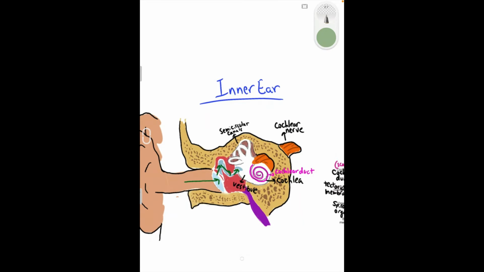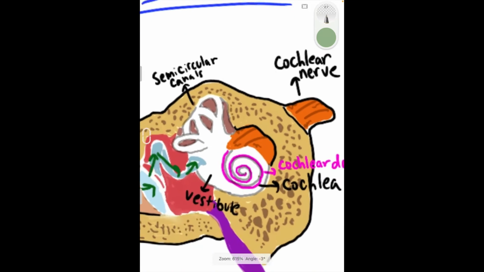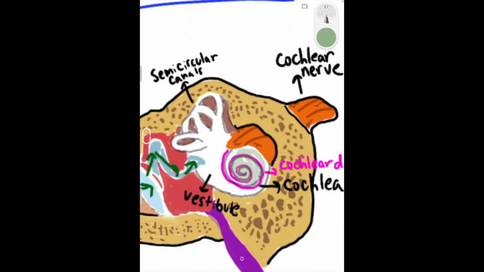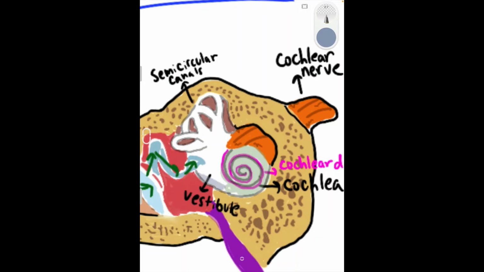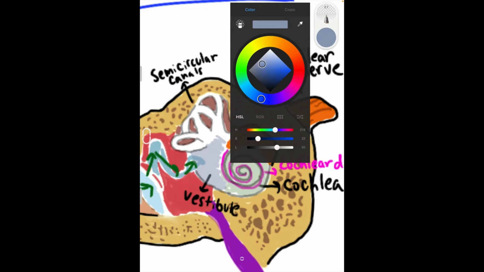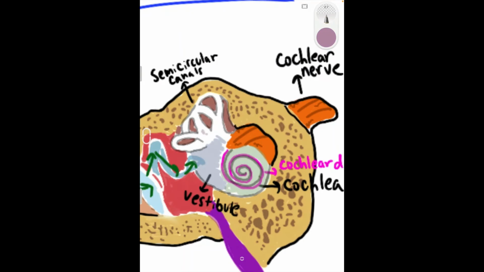The inner ear is composed of two sections, the bony labyrinth and the membranous labyrinth, which is contained within the bony labyrinth. The bony labyrinth consists of the cochlea, the vestibule, and the three semicircular canals.